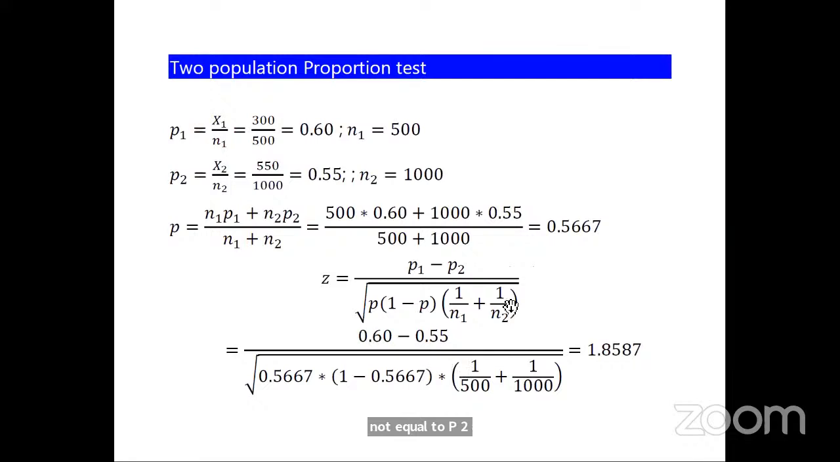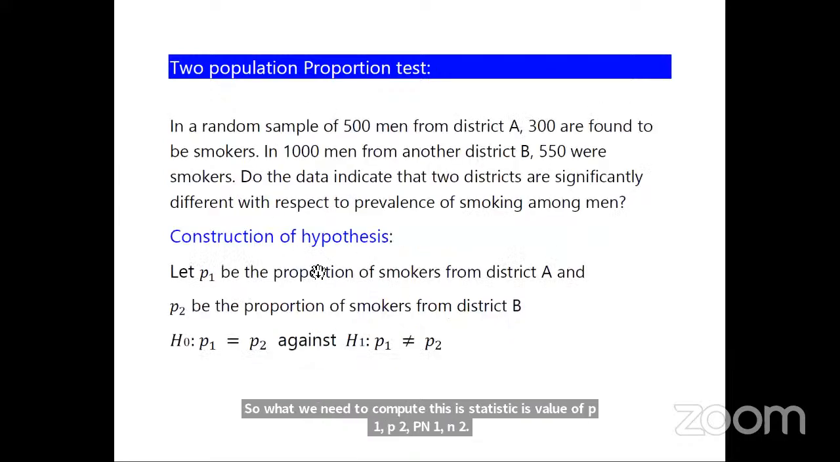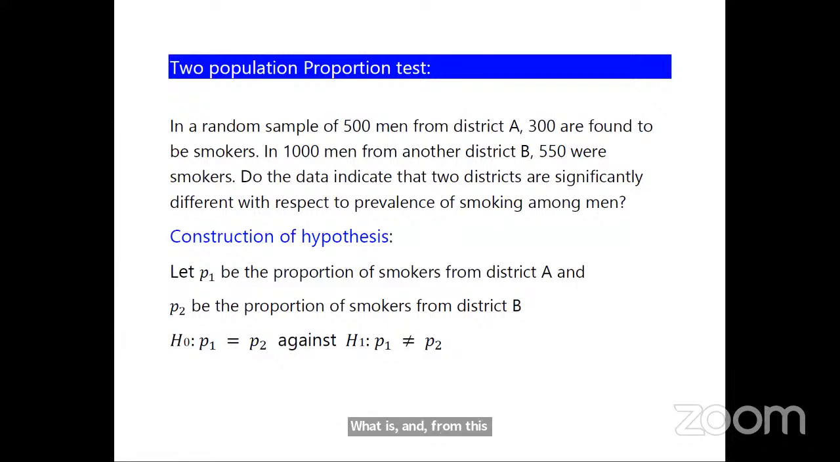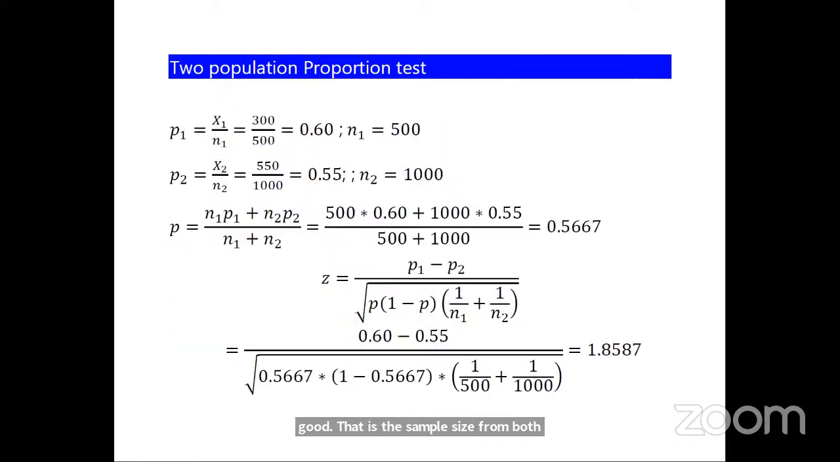Now I have already told you this is our test statistic. So what we need to compute this test statistic is value of P1, P2, P, N1, N2. What are the values of N1 and N2? N1 is 500, ma'am, and N2 is 1000. Very good, Bhagyashri. So N1 is 500 and N2 is 1000. That is the sample size from both the districts.